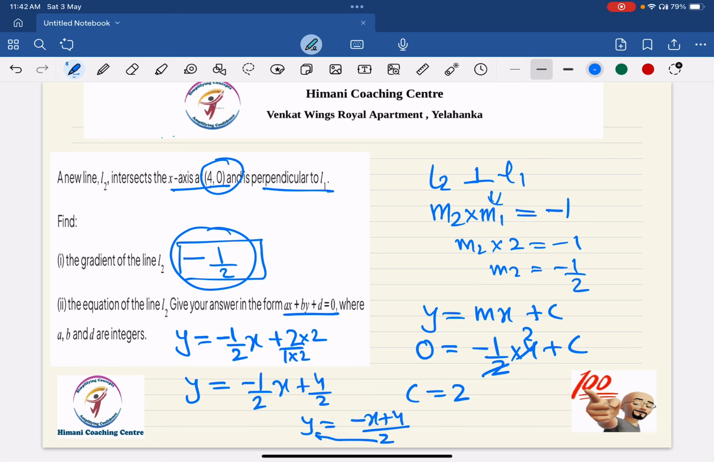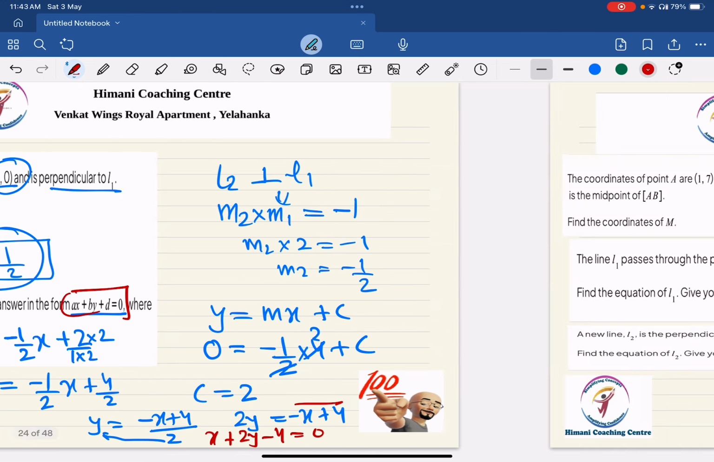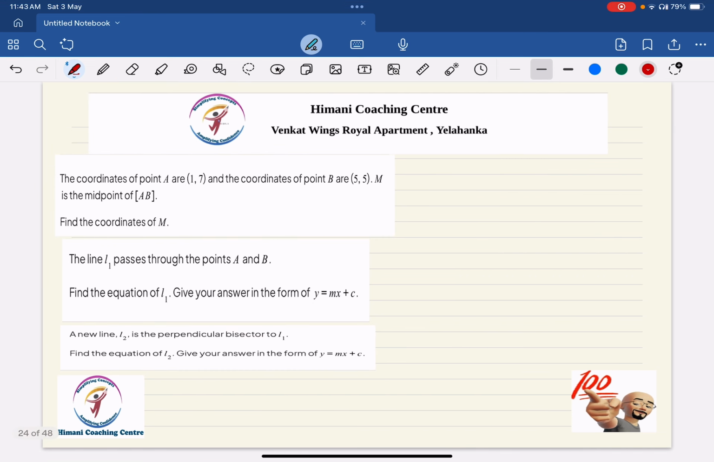This 2 goes up, gets cross multiplied with y. So 2y equals minus x plus 4. Now we can shift minus x and 4 to the left side, and the equation will become... Minus x goes to other side becomes plus x. So x plus 2y minus 4 equals 0, which is in this form. Now let us move to the next question.